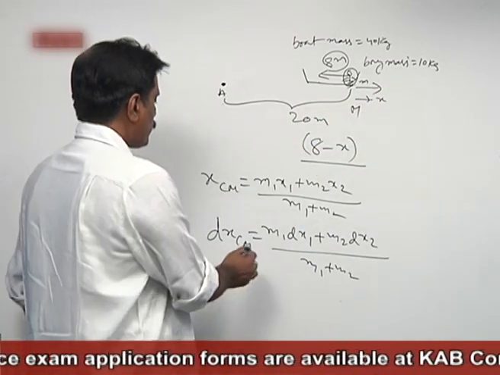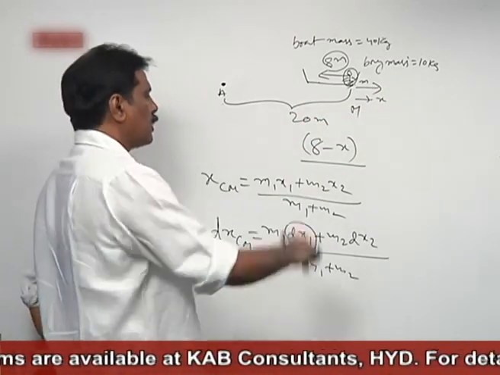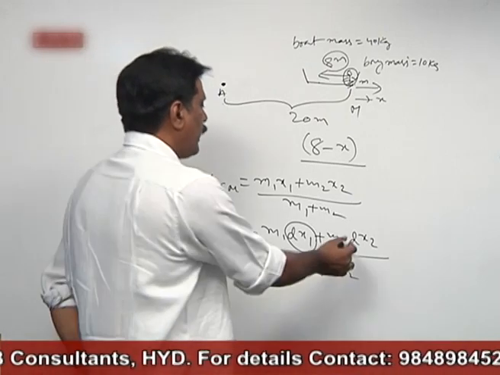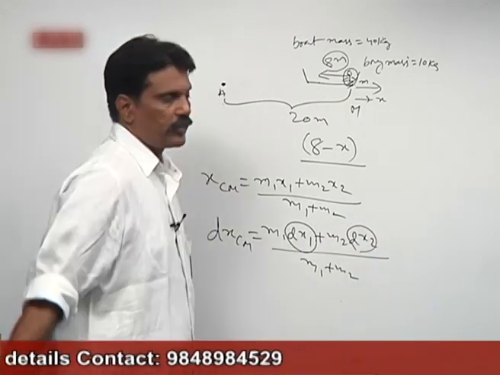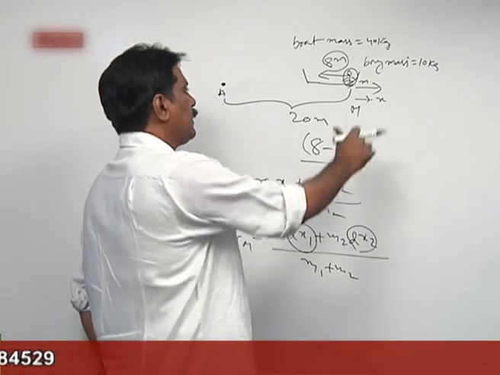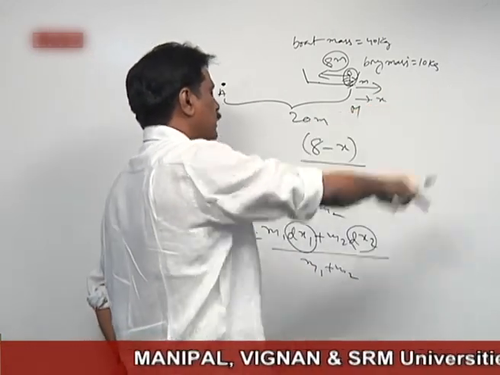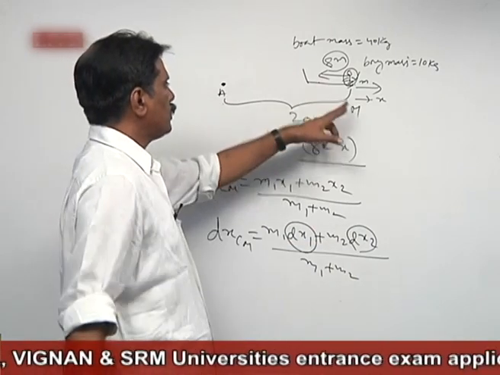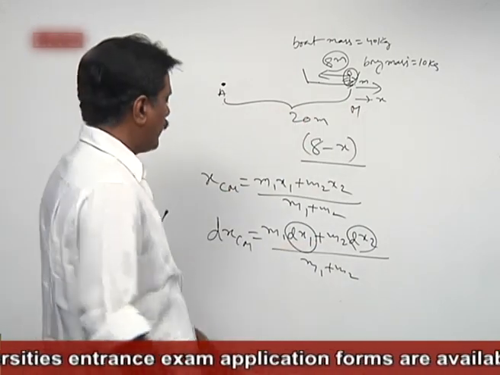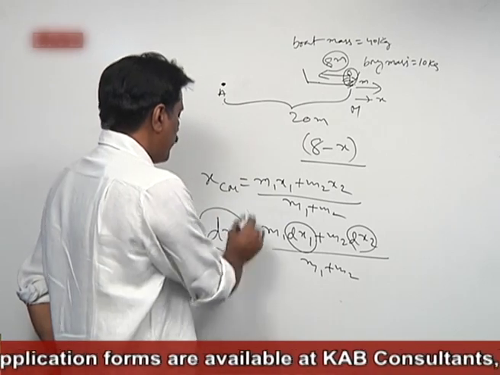So, dx1 is 8 minus x, dx2 is minus x. In this direction we are taking positive, in this direction negative. That is why 8 is taken positive, x is taken negative. Then, what about this dxcm?